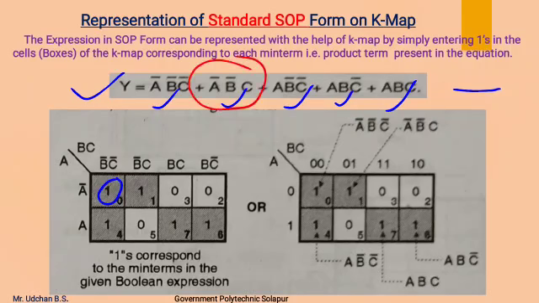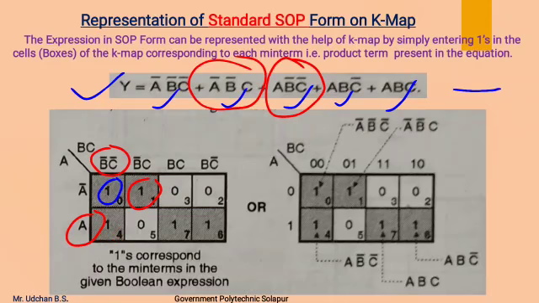The second product term is A bar, B bar, C. So the position of A bar, B bar, C is, this is A bar and this is B bar, C. So the position comes over here, therefore 1 is entered for that respective position. The next product term is A B bar, C bar. So the A B bar, C bar position is over here, therefore 1 is written in this cell.